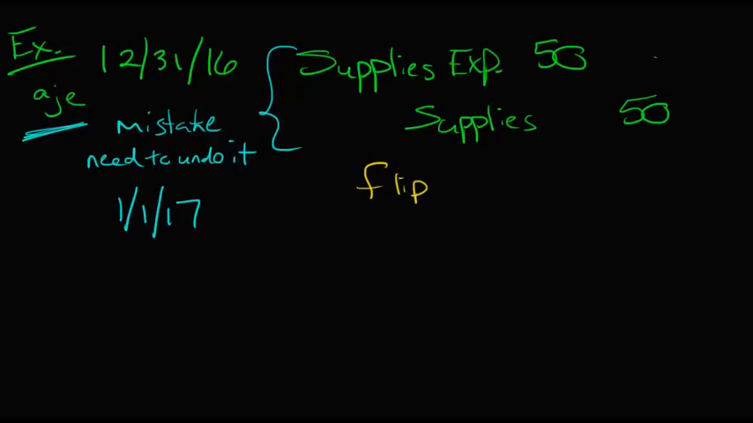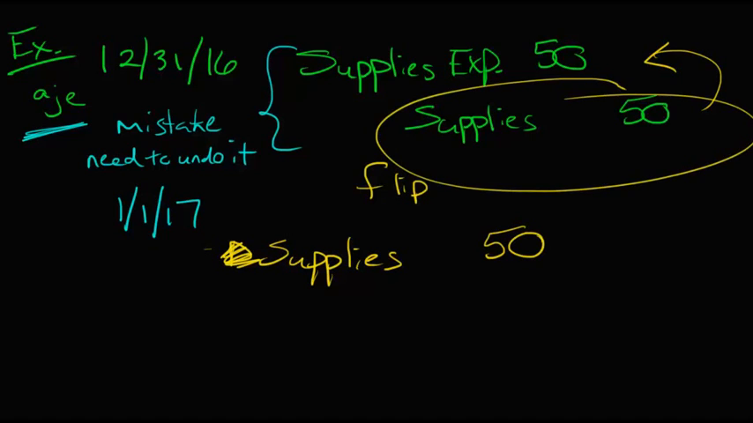What do you mean we flip? Well, we debited supplies expense here for $50. Well, we just credit supplies expense for $50, right? We credited supplies here for 50. We debit it for 50. So let's just do this. So we debit supplies for 50, right?